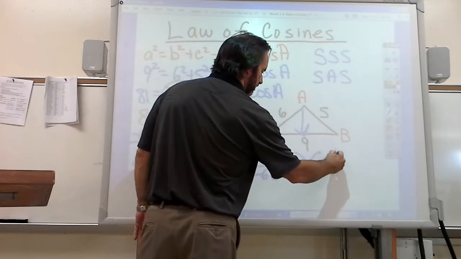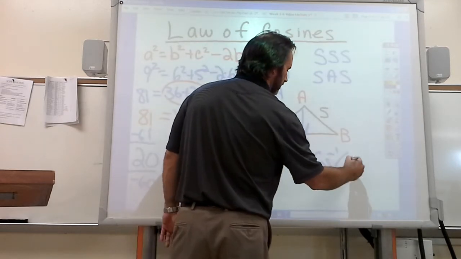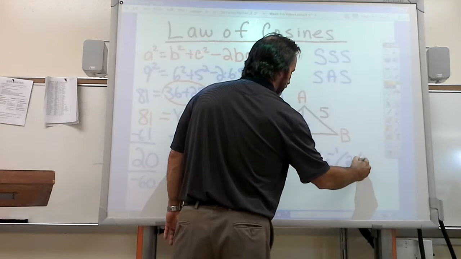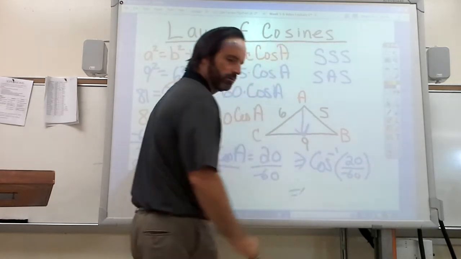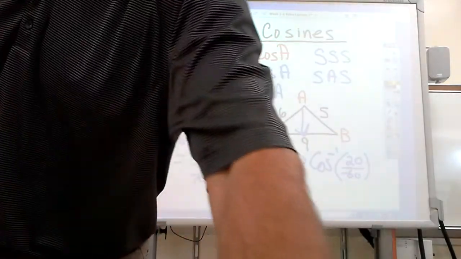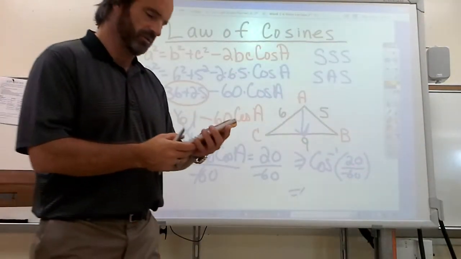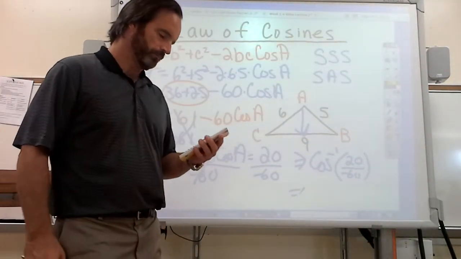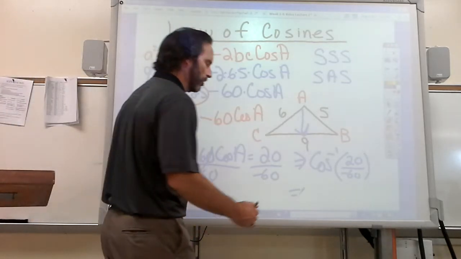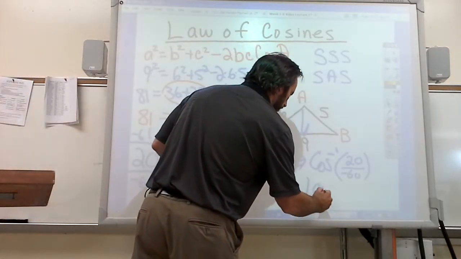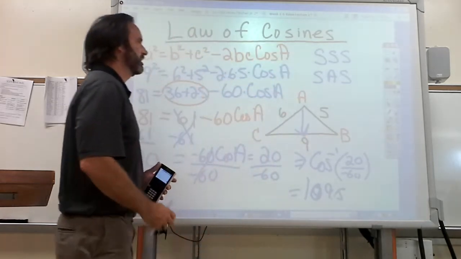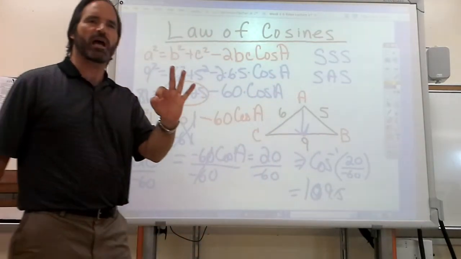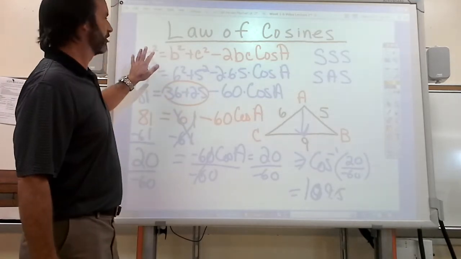Inverse cosine of 20 over negative 60 will equal, I've got it on this calculator here, I think it's 107... 109.5. Okay, recap. Three sides, plug them in, the law of cosines.